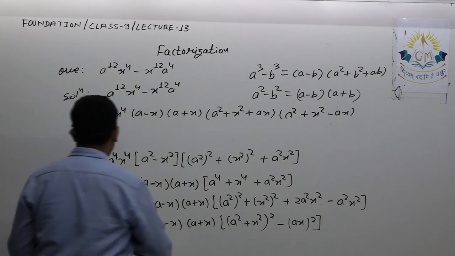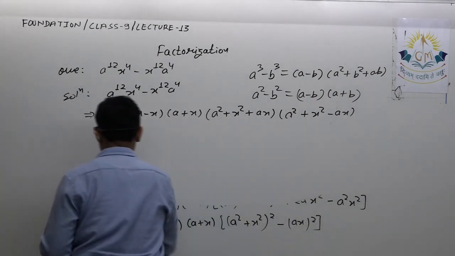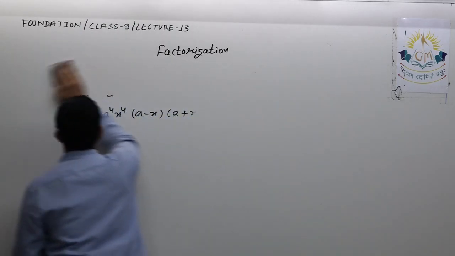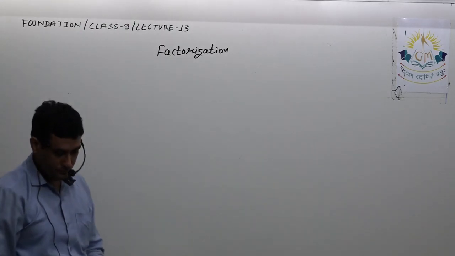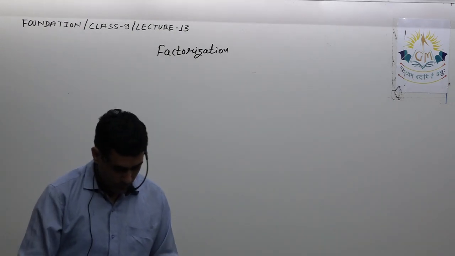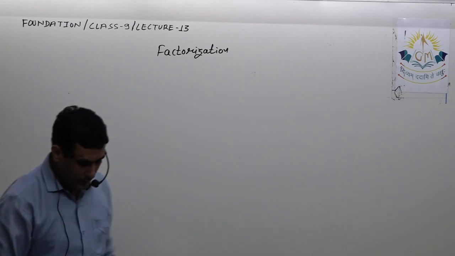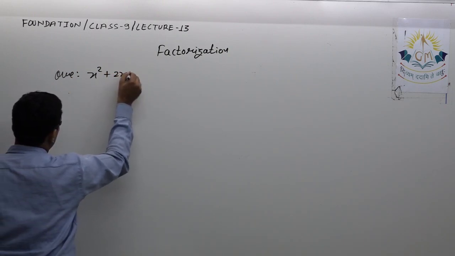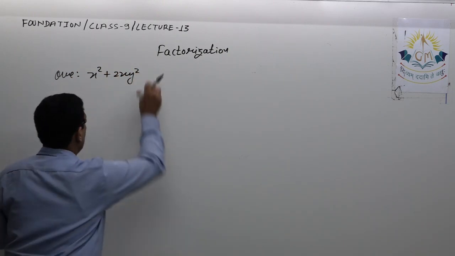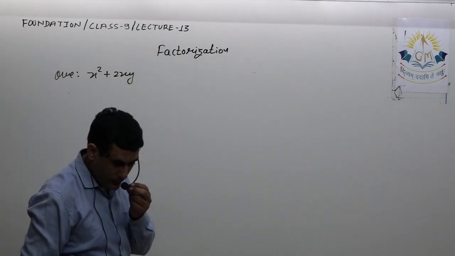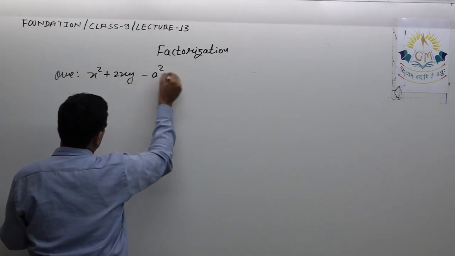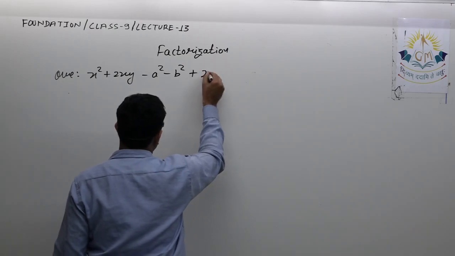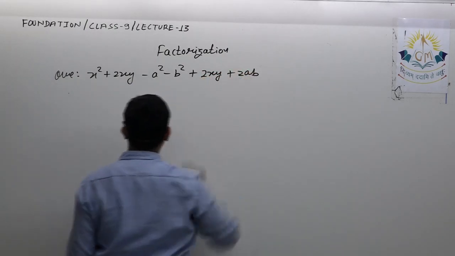Okay, now let us see the next question. Okay, now next question is x square plus 2xy, x square plus 2xy minus a square minus b square plus y square plus 2ab. We have to find the factors of this.